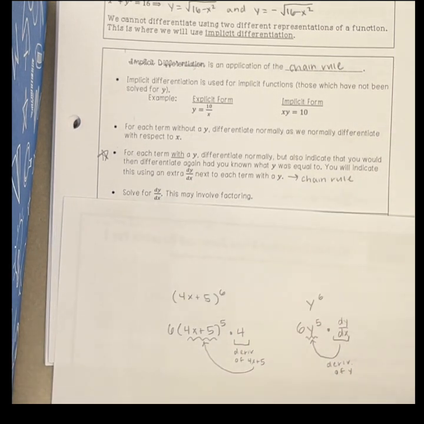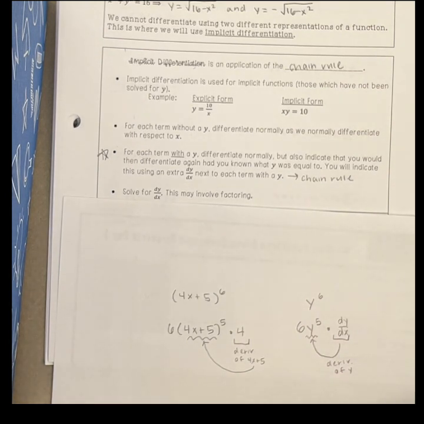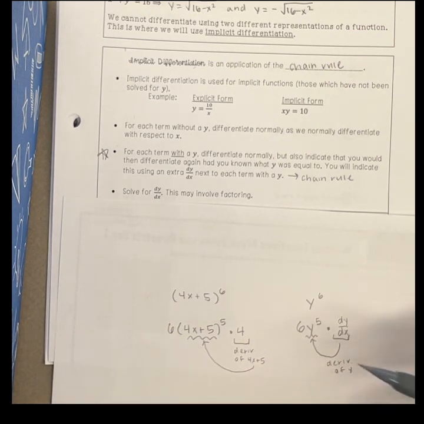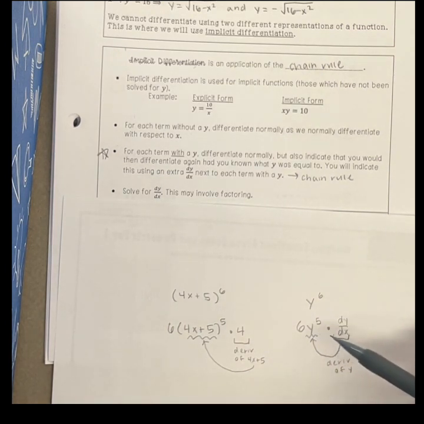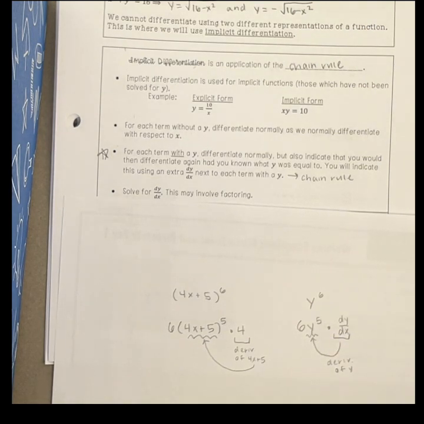The reason why is because it's called differentiating with respect to x. So every time we differentiate, we're assuming that x is our variable. So here, when we differentiate, x isn't our variable, so we have to indicate that we would do this extra step had we known what this was in terms of x.